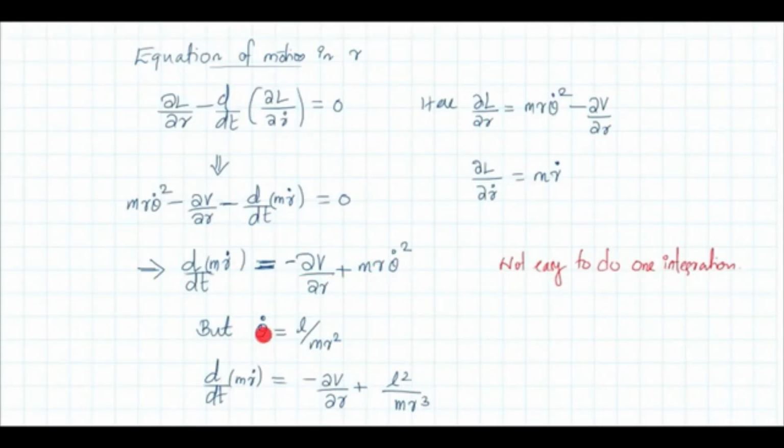But we have L is equal to m r square theta dot. So that will give theta dot equal to L by m r square. So substitute for this theta dot. Then you will get d/dt of (m r dot) equal to minus ∂V/∂r plus L square by m r cube. Substitute for this theta dot, you will get this term.